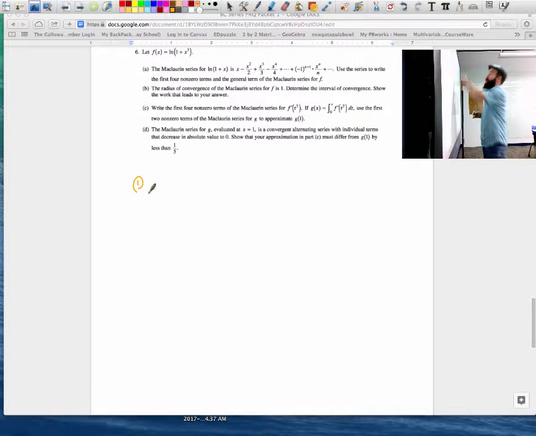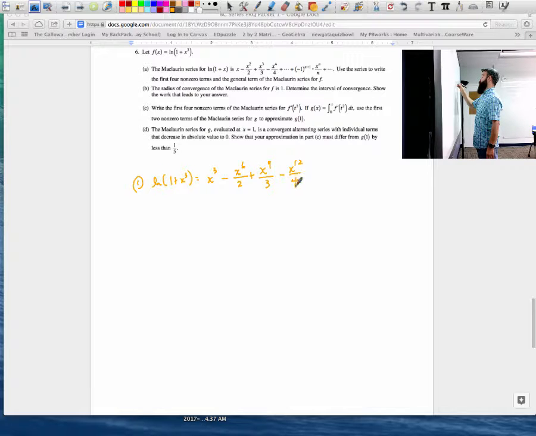So if this is the Maclaurin series for ln of 1 plus x, then the one for ln of 1 plus x cubed is what you get when you plug x cubed into that Maclaurin series. So this will become x cubed, this will become x to the 6th over 2, this will become x to the 9th over 3, and this will become x to the 12th over 4.